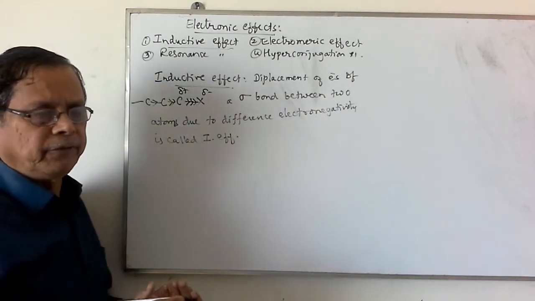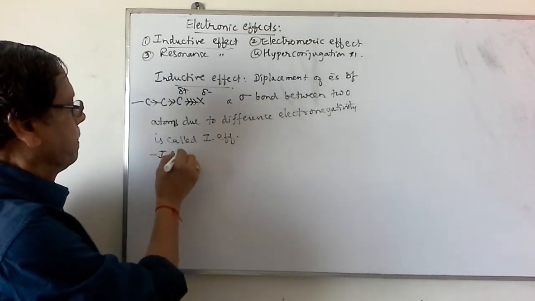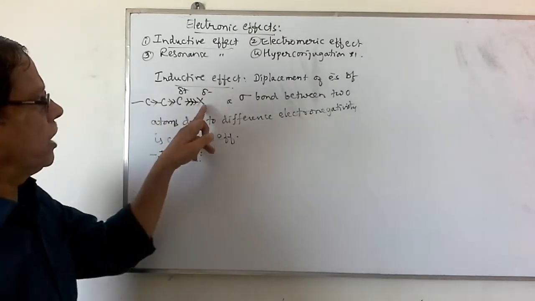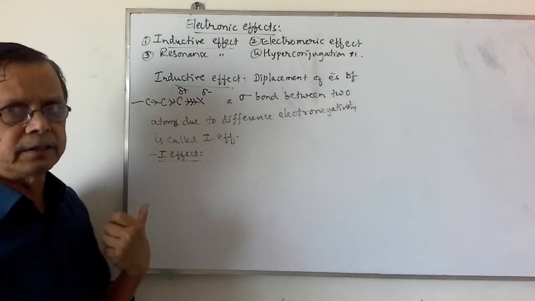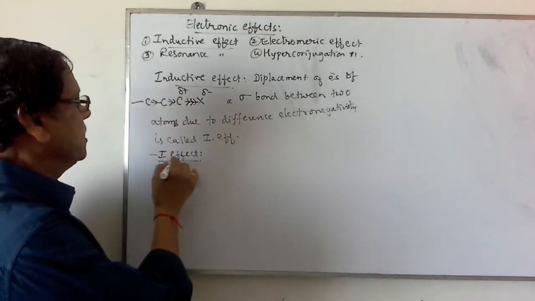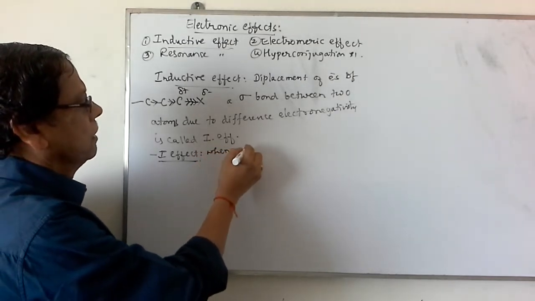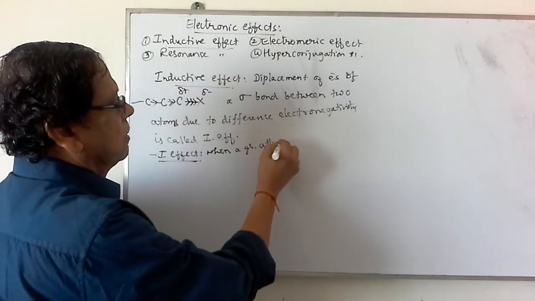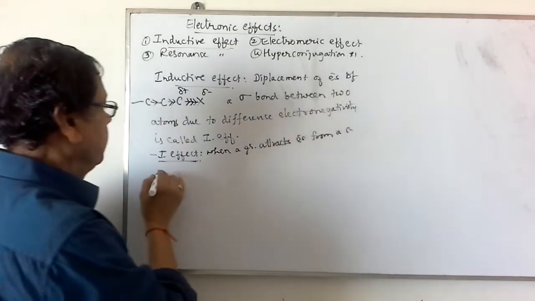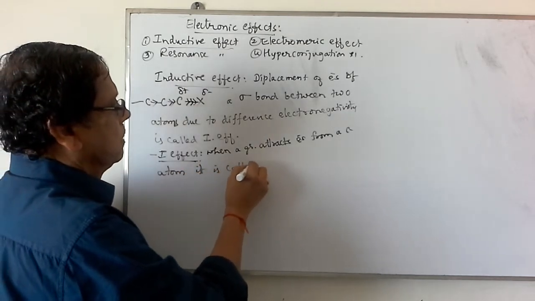There are two types of inductive effect. In one case, it is called as the minus I effect. As we have seen here, if there is a group more electronegative than the carbon atom, it will attract the electrons. So slight negative charge is produced on that particular atom. So such an effect is called as the minus I effect. That is, when a group attracts electrons from a carbon atom, it is called minus I effect.